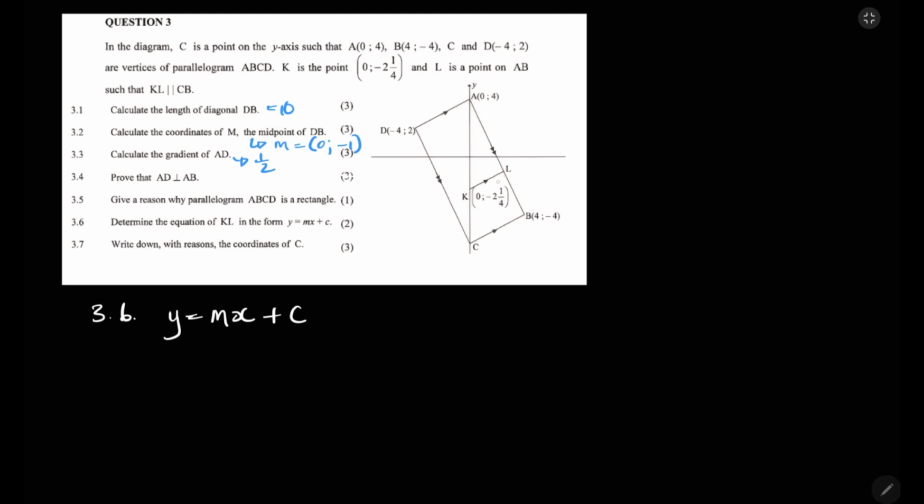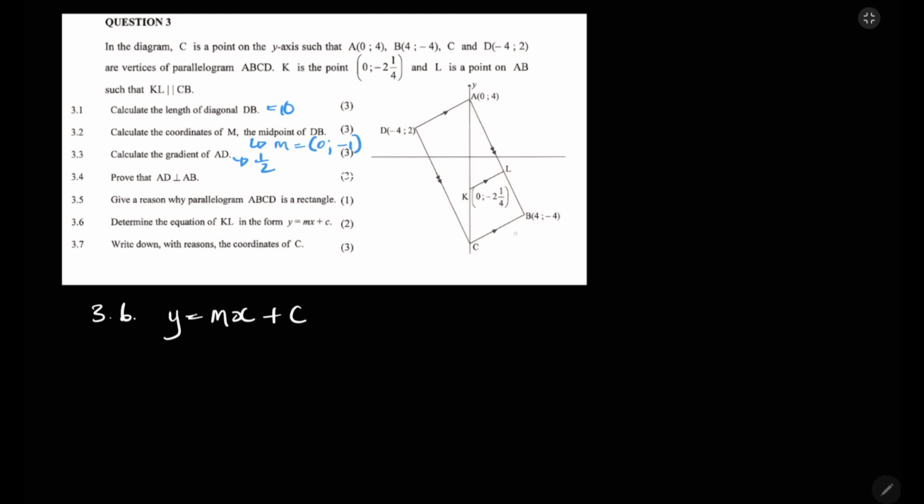So KL, we only have point K, we do not have point L. So we can't really use the gradient formula as there's a point that's missing. Now let's look at CD. They say that CB is parallel to KL. That means they have the same gradient. However, we don't have the gradient of BC.